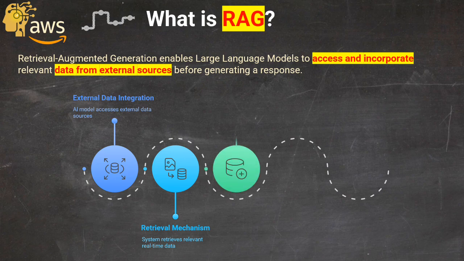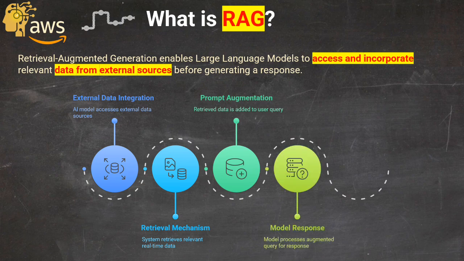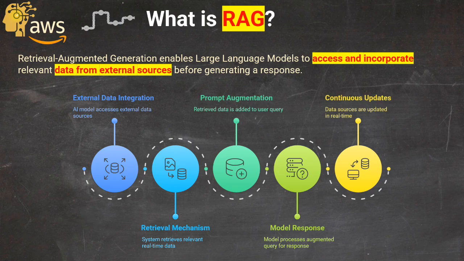Third, prompt augmentation. That data, like live prices or trends, gets added to the query, so the model has full context. Fourth, model response. The model then crafts an answer using both its training and that fresh data. Finally, continuous updates. To stay accurate, the external source gets refreshed constantly via automated pipelines or streaming APIs.